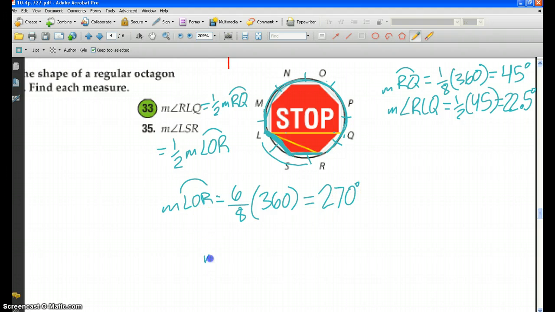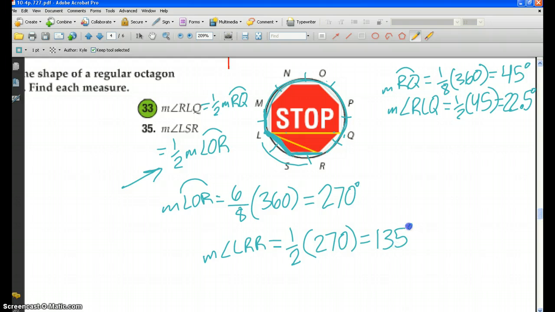And then once again, to find the measure of angle LSR, we're going to substitute in 270 back here. So we want to take half of 270. And our answer is 135 degrees.